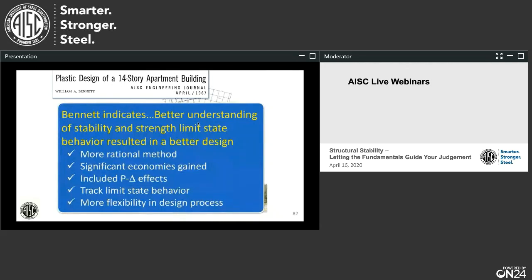Then it indicated a lot of advantages of using plastic design. It was a more rational method. There were some economies that could be gained. He actually could directly include second-order effects. But for him, it was important to be able to track the limit state behavior. What was the controlling failure mode? And then he could design accordingly or around it.